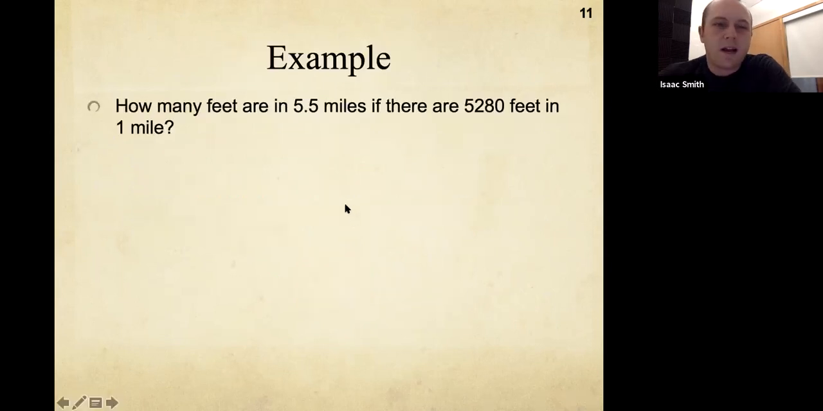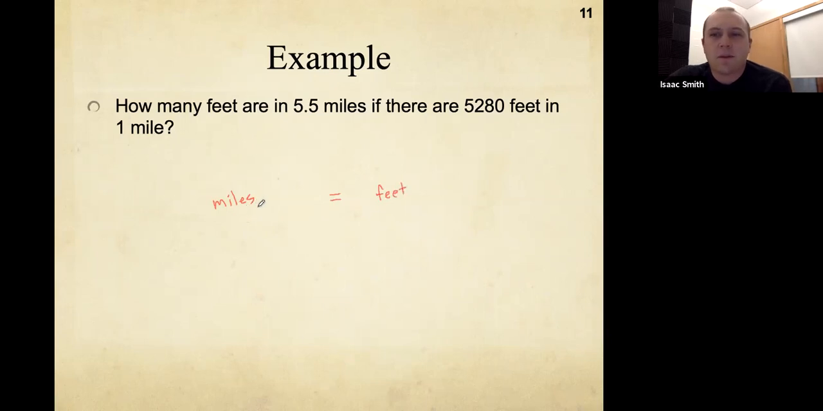Okay, so we have: how many feet are in 5.5 miles? Again, we want to write the initial unit and the final unit. Our initial units here are miles, right? We are given 5.5 miles. That's what we're given. And the question says how many feet? So feet is going to be the final units that we want, okay? So we want our answer in feet, okay?